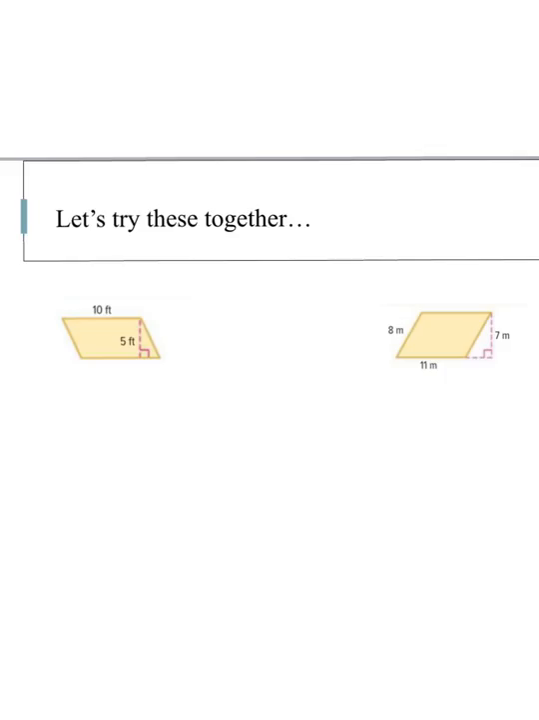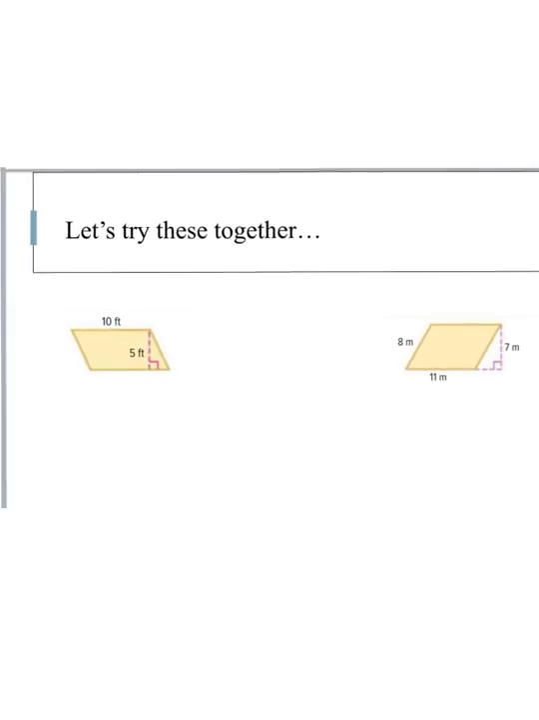Let's try these two together. So again, when we do geometry, we always want to have our formula written down for us. So we're going to write the area is equal to base times height. Here, my base is up top. That's okay. It doesn't change anything. We're just going to do A is equal to, and plug and chug.